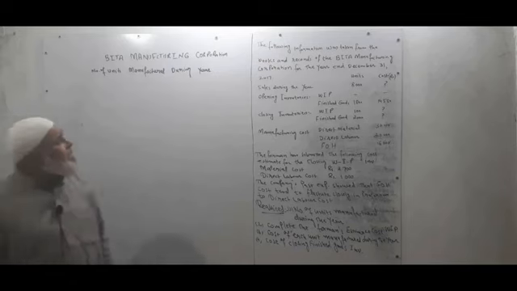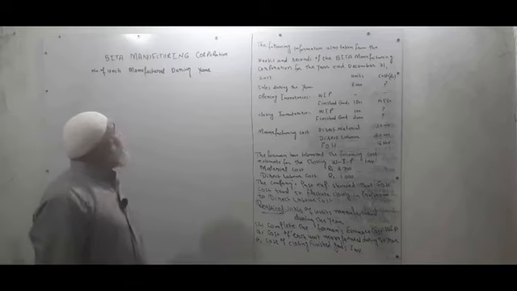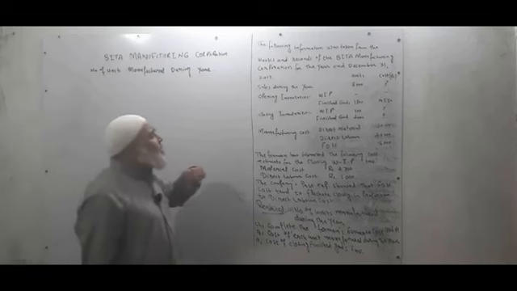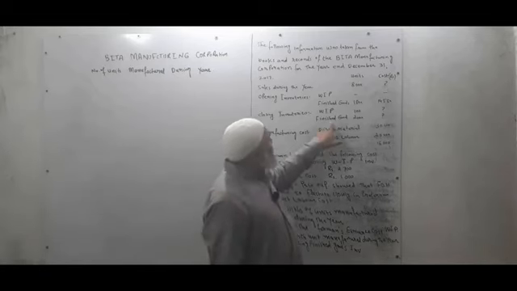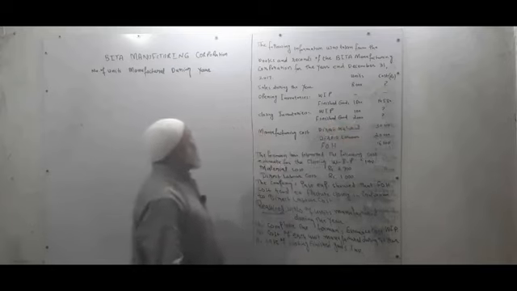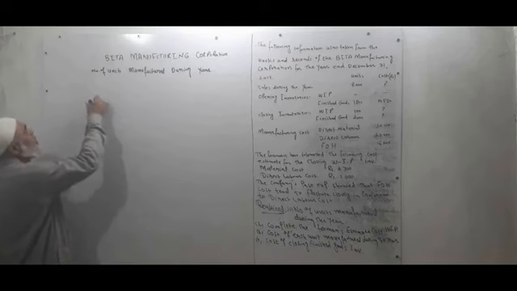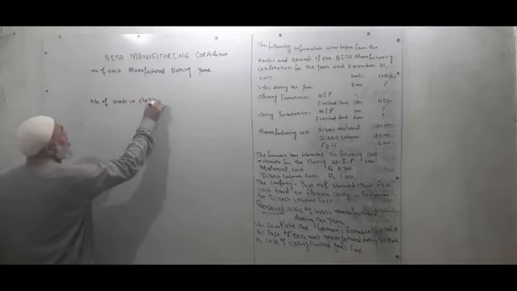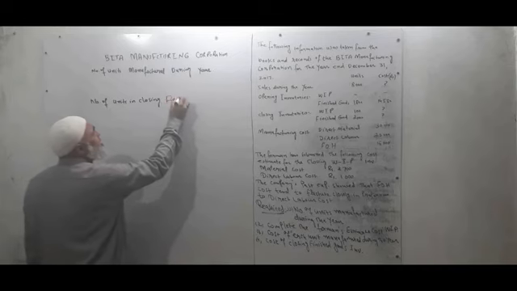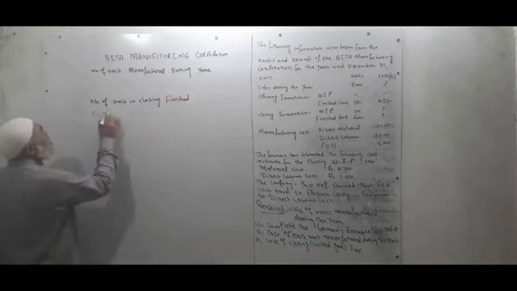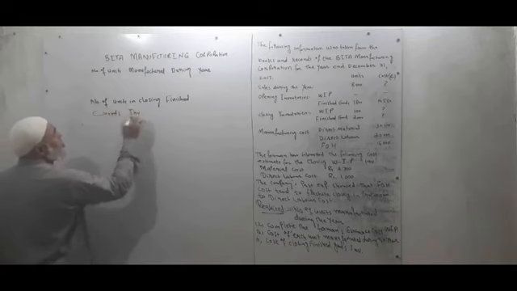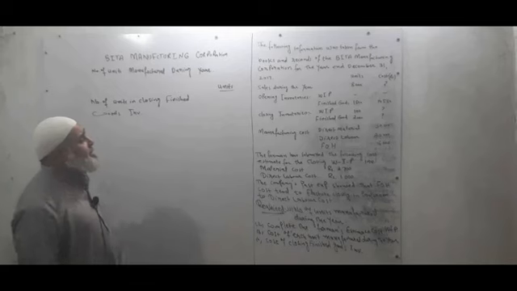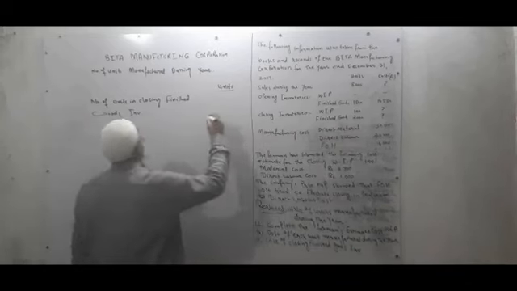Dear students, to find out the number of units manufactured during the year, we have to take closing figures in units first. Number of units in closing finished goods inventory, which are 2,000.